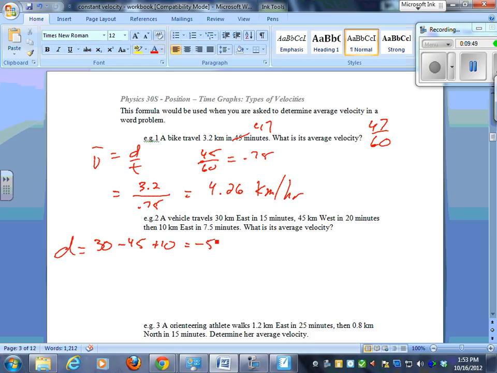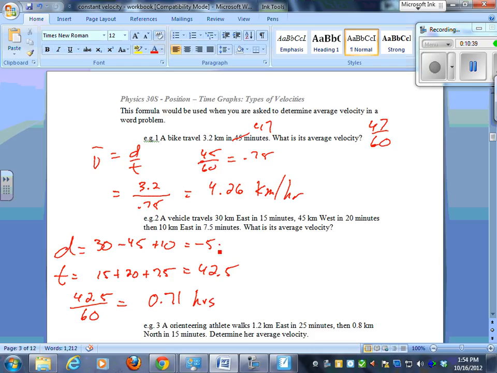What's my total time? 15 plus 20 plus 7.5. 42.5 is right. And now I have to take that 42.5 and divide by 60, right? Why? Because it's in minutes and I've got to convert it to hours. 0.71 hours. Now I've got my displacement. Now I've got my time.